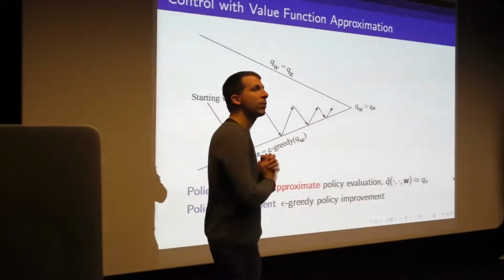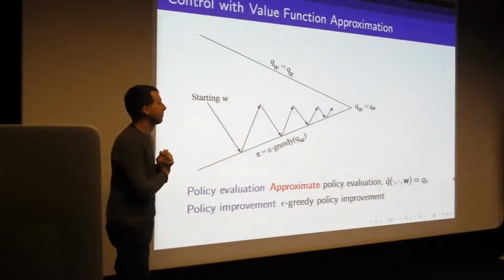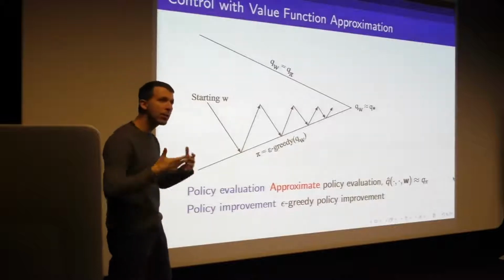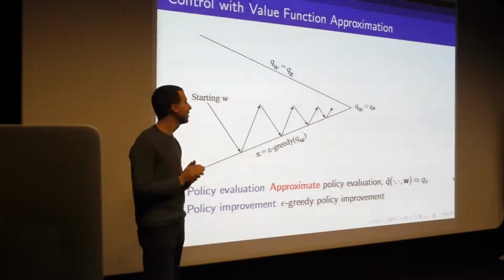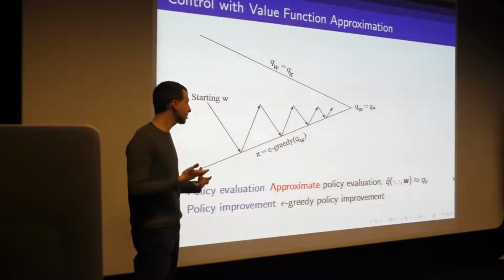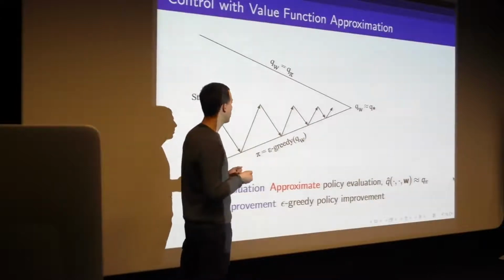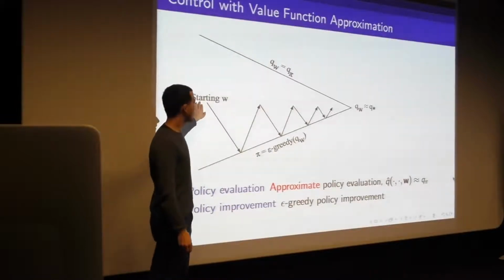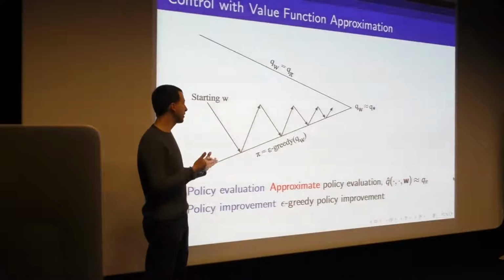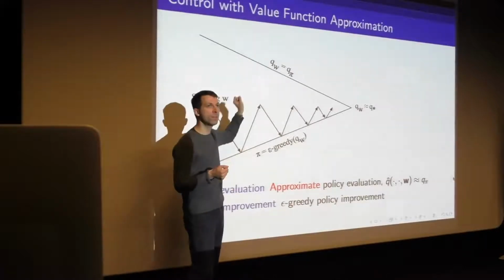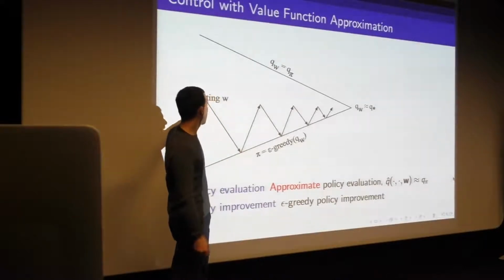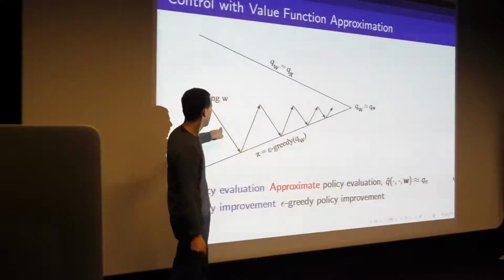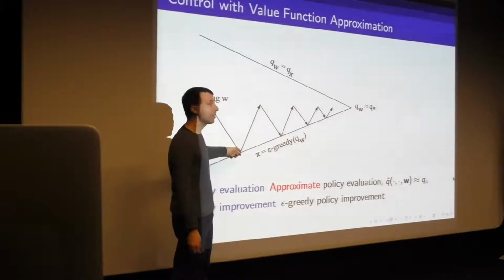Okay, let's move on to control. So we're going to use the same idea for control that we saw in the last lecture, where we're going to still build on our idea of generalized policy iteration, but now we're going to use approximate policy evaluation. So what we're going to do is start off with some parameter vector, and that parameter vector is going to define some value function. And what we're going to do is basically act greedily, with a little bit of epsilon exploration, for example, with respect to that value function that we've defined.